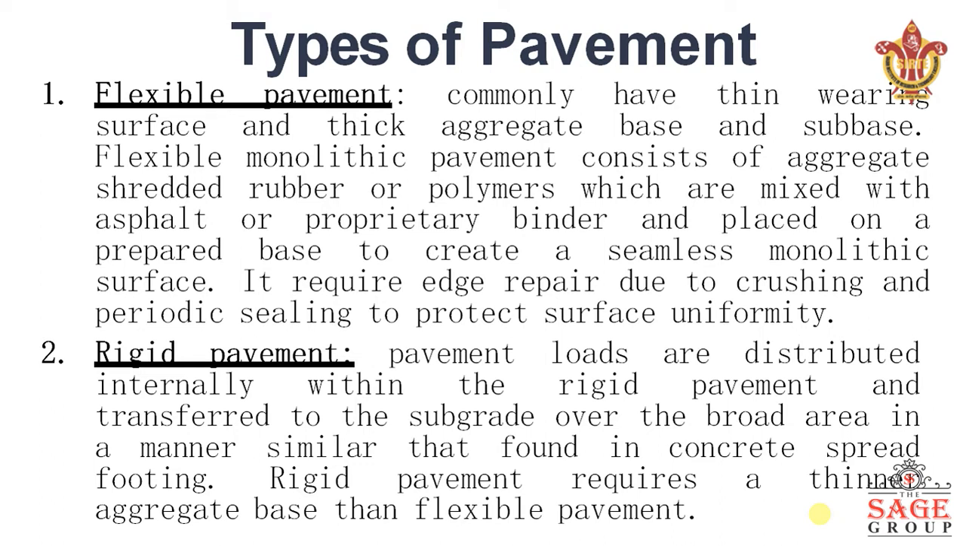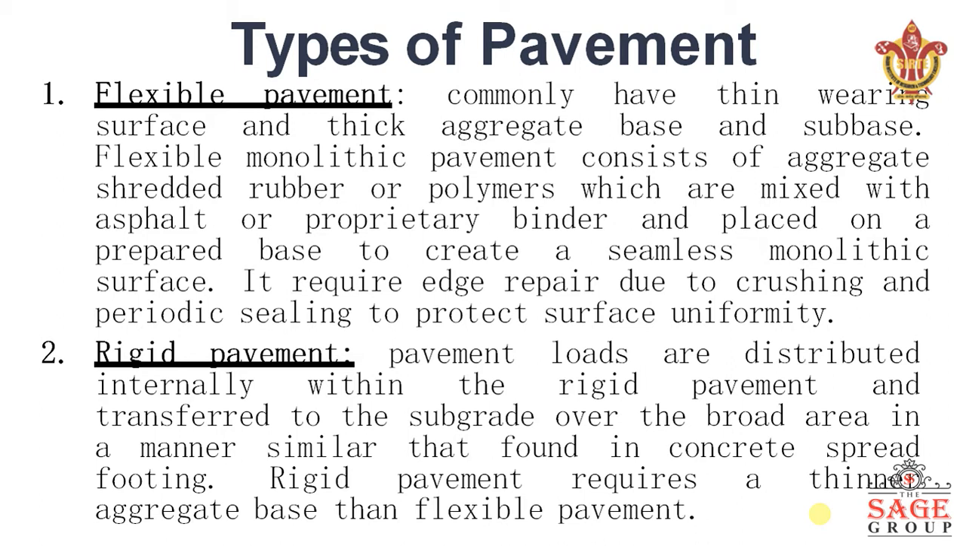Flexible monolithic pavement consists of aggregate, shredded rubber or polymers which are mixed with asphalt or proprietary binder and placed on a prepared base to create a seamless monolithic surface. It requires edge repair due to crushing and periodic sealing to protect surface uniformity.